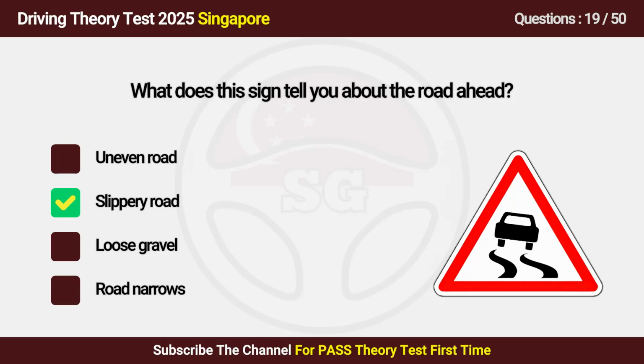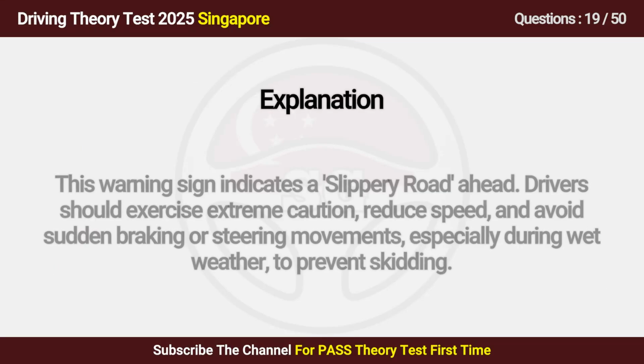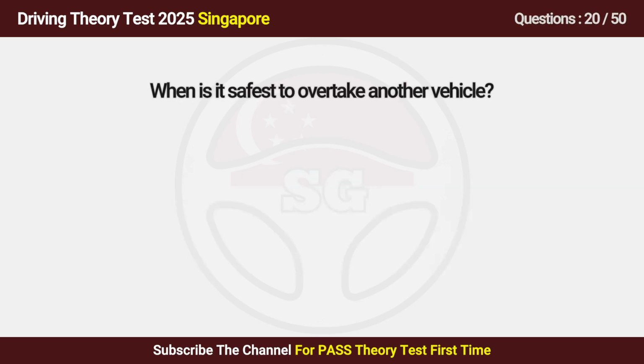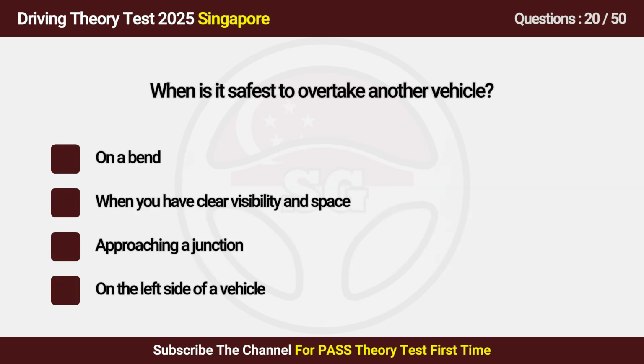Answer is B. Slippery road. This warning sign indicates a slippery road ahead. Drivers should exercise extreme caution, reduce speed, and avoid sudden braking or steering movements, especially during wet weather, to prevent skidding. Question 20. When is it safest to overtake another vehicle?